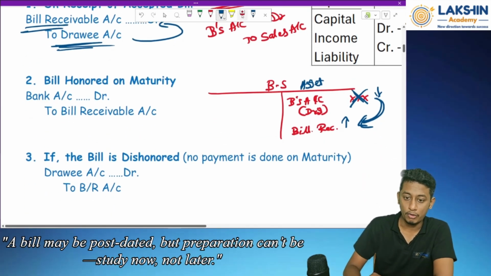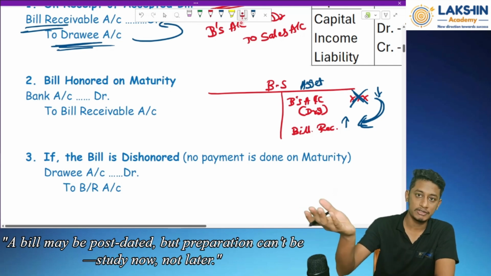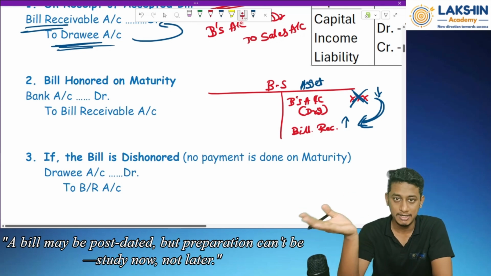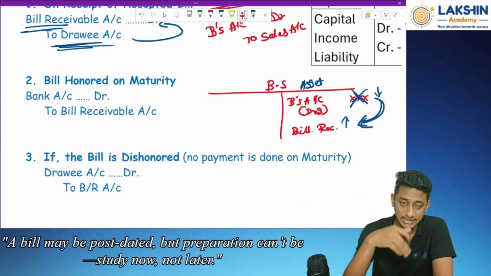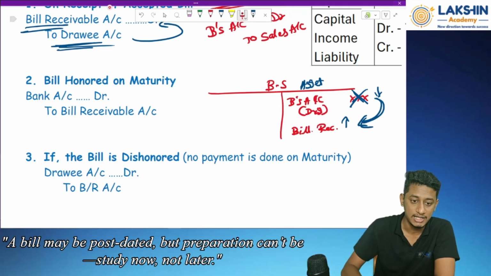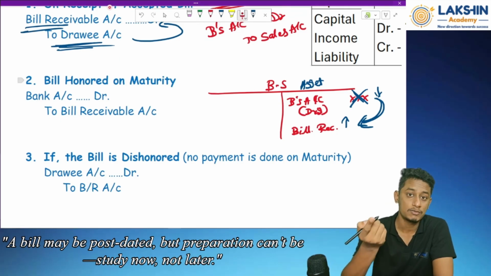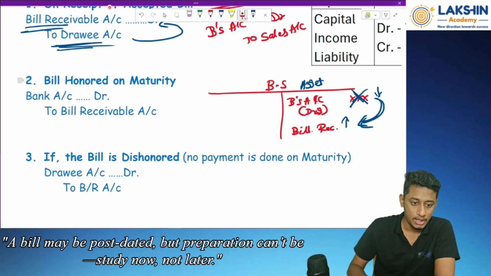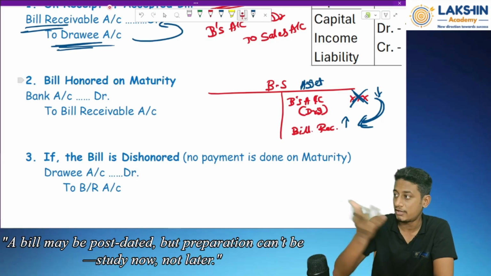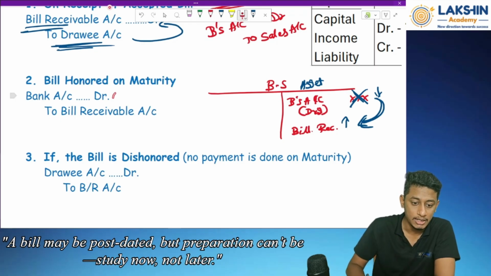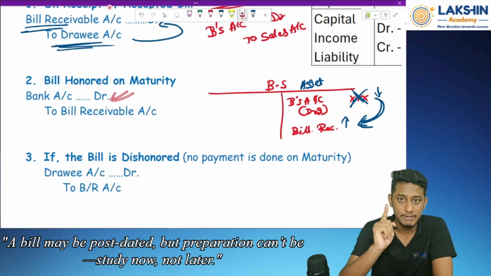So now what can happen? Whenever I have given him the bill, it will be accepted by him and given back to me. And once the bill is accepted and given back to me, I will pass this particular journal entry. Next, whenever the bill is honored, that is, he is making me the payment, whenever I am receiving the payment, I will debit bank account first.